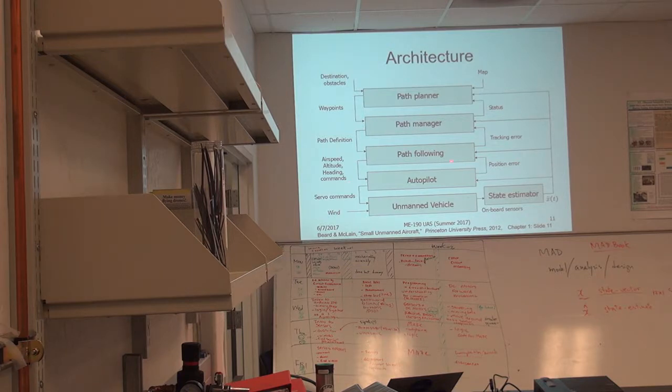That is from the path following unit. The path following unit starts from the path definition and sees where you actually are. I thought you could control it, but you actually didn't, so there is some position error. That is fed to this unit to correct. The path following knows how far away you are from the desired path. Then you feed this: now you should turn this way. How much? That is the airspeed, attitude, heading command to the autopilot.